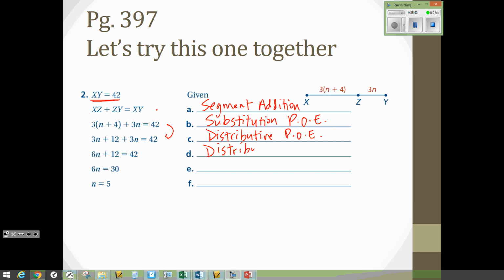What would we have normally called this? Combining like terms. But remember, combining like terms is the distributive property. That's what we are doing. That's what we're using. Okay? All right, now what? How do we go from this line to this line? Subtraction property of equality.